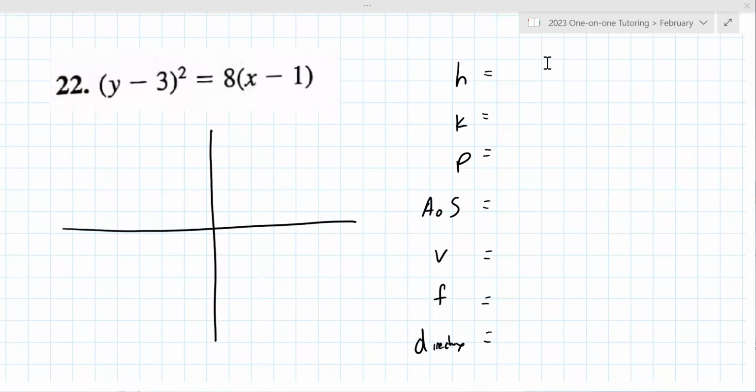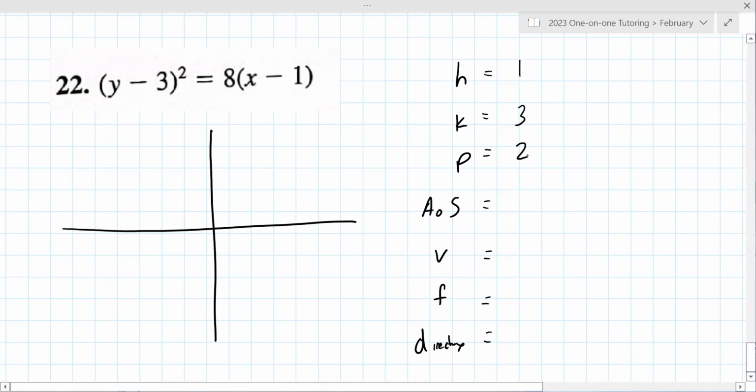No, I think I got it. Yeah, I got it. All right, so we got 1, 3, and 2 for H, K, and P. How does that look compared to what you have? Yeah, that looks pretty similar. So from there, everything builds off of that.